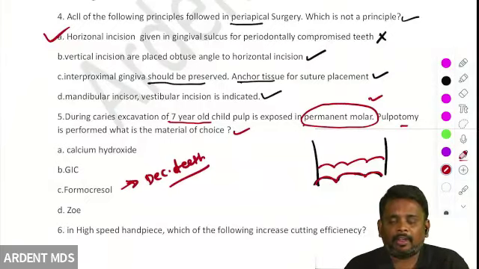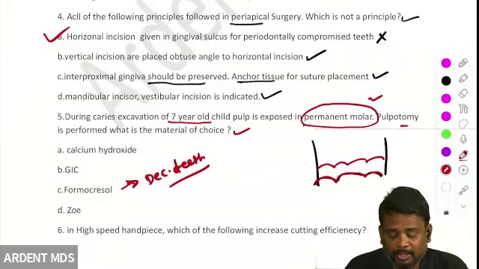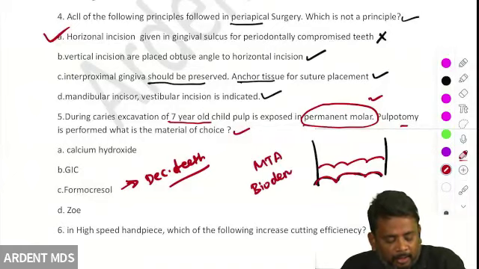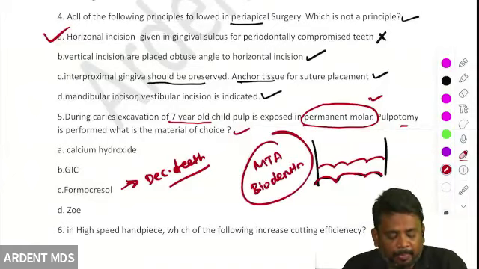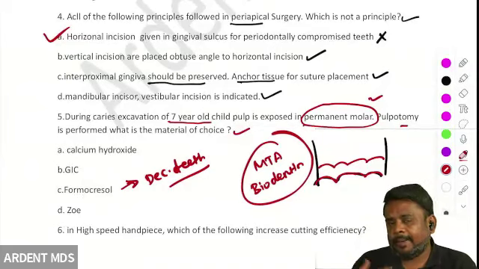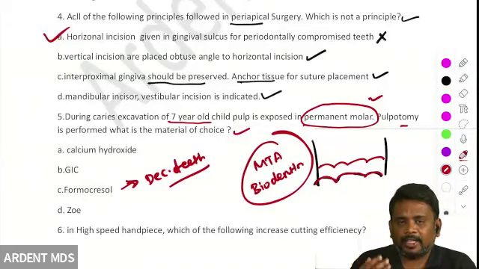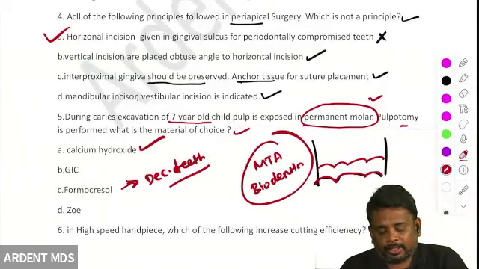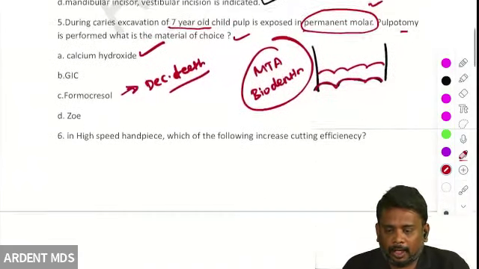But what are the remaining options? Then I can go for GIC, zinc oxide eugenol or calcium hydroxide. Preferably for a permanent molar, MTA is preferable. Biodentine is preferable. This type of material is preferable for pulpotomy in permanent teeth. But since MTA and Biodentine are not there, the next preferable option for this particular question is calcium hydroxide. Yes, so option A.